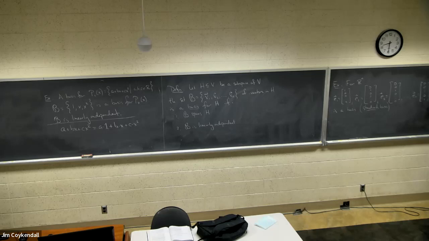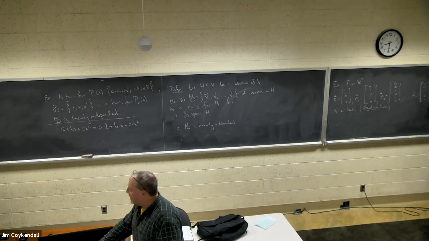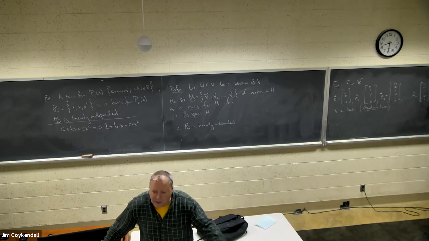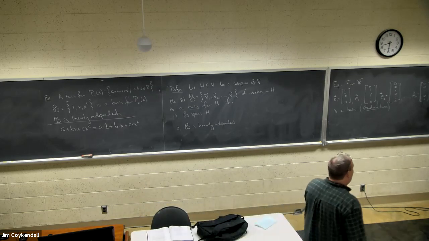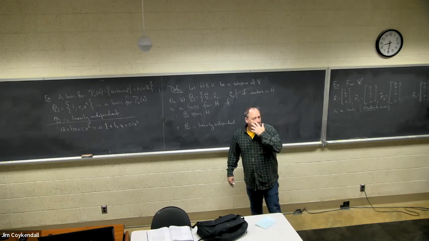Okay, so let me ask you to make a wild, crazy conjecture. What if we had P5(x)? What if we had all polynomials of degree less than or equal to 5? Anybody want to guess a basis? 1, x squared, x cubed, x to the fourth. Yes, that will work. 1, x, x squared, x cubed, x4, x5, right?